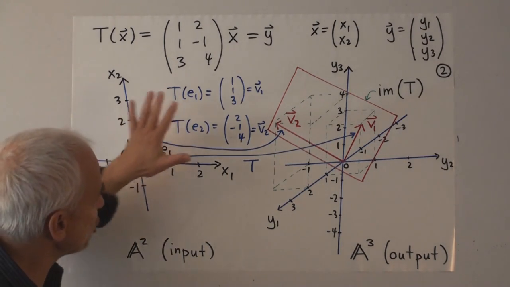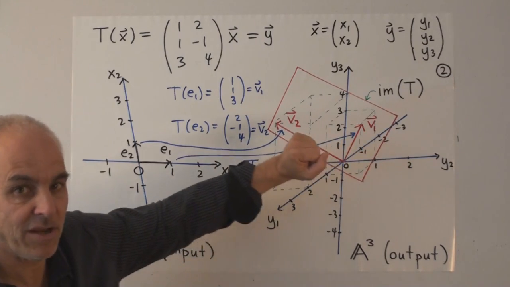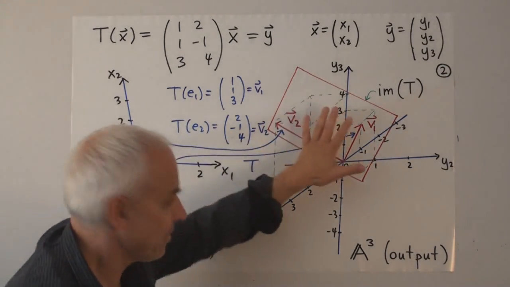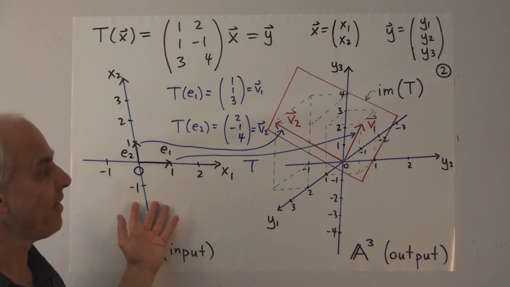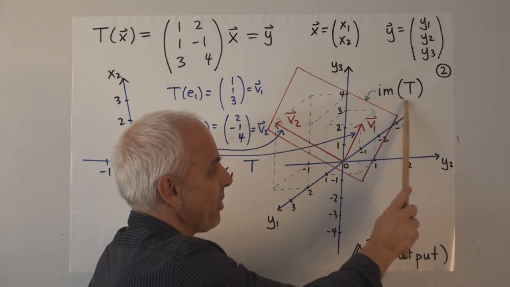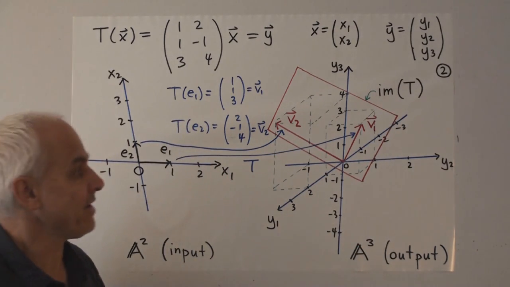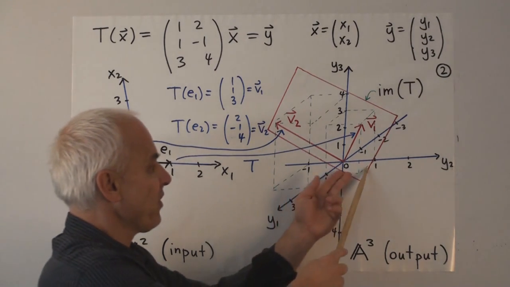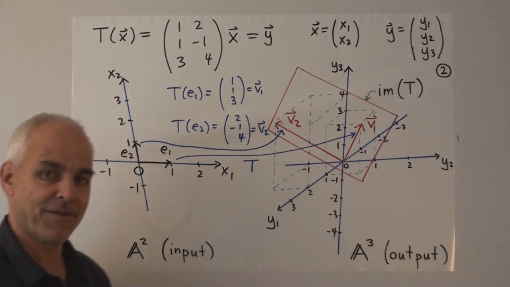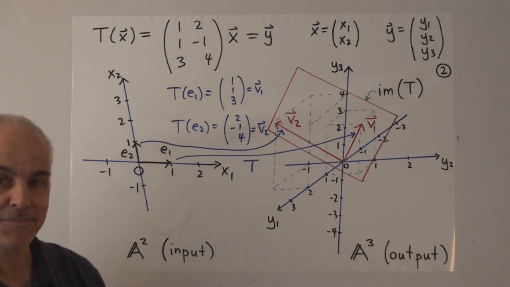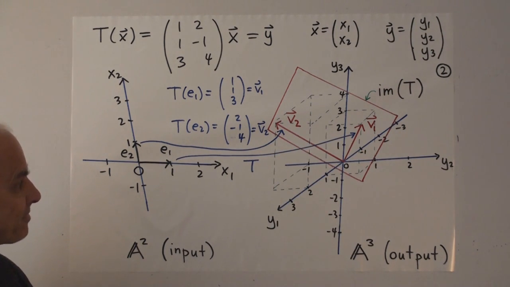So the image of this transformation, the vectors over here which are hit by something over in the input, that's a two-dimensional plane. And that's the name that we might use to describe that. That's the image of the transformation. Those vectors over here, which are the image of something from the input space. And that's a plane in our three-dimensional space.